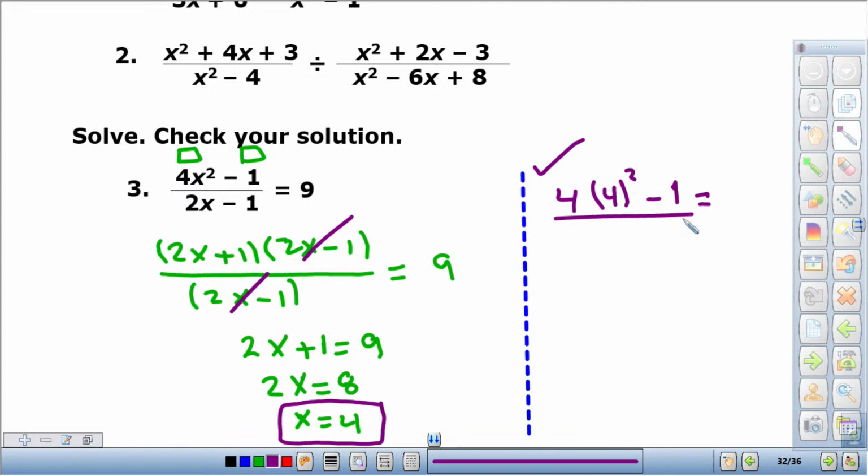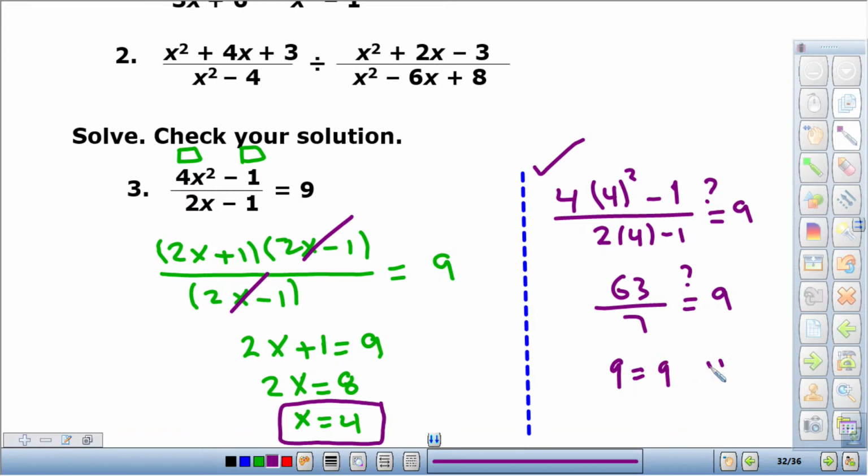And I've got at the bottom here, I've got 2 times 4 minus 1. We're asking if this guy equals, we're not sure, equals 9. So I've got 64 minus 1, that's a 63, divided by 8 minus 1, that's 7. 9 times 7, does that equal 63? According to Layla, she's saying this is true. 9 equals 9, and that is also a true statement. Yep, that works. That does work. Whew, good Lord. This was just a warm-up.